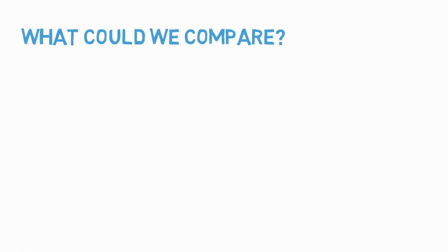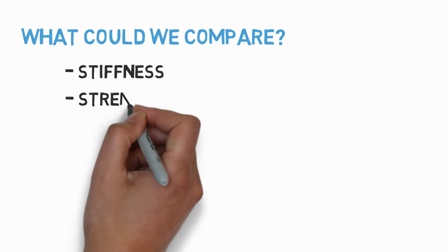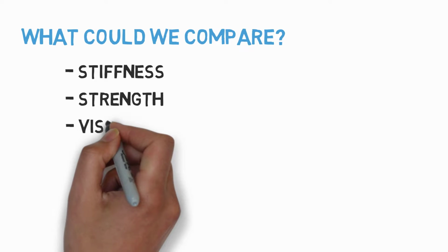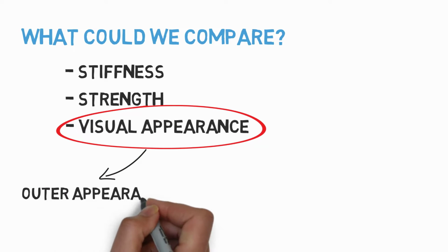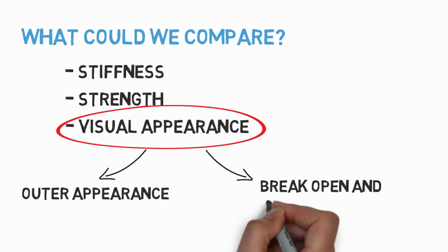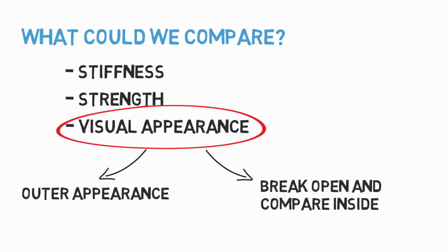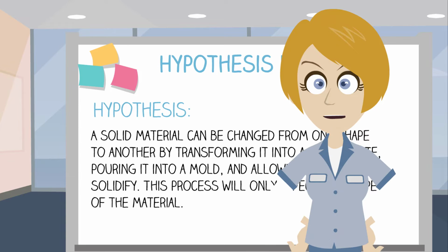We could do this by comparing any number of material properties such as stiffness or strength, or even just by the visual appearance of the material. For our experiment, we will compare the appearance of the material both on its outer surface and inside the material after we break it open. Now that we have a concept for our test, let's see if we can carry it out using some basic supplies that you might have at home.